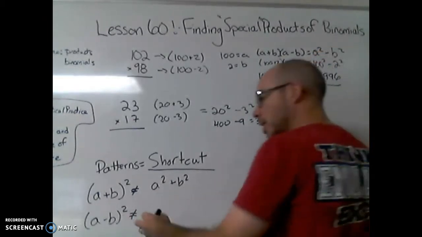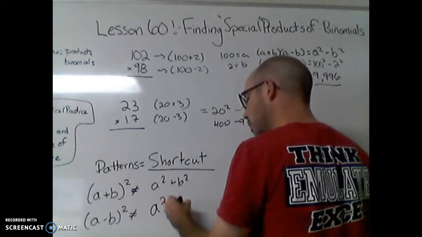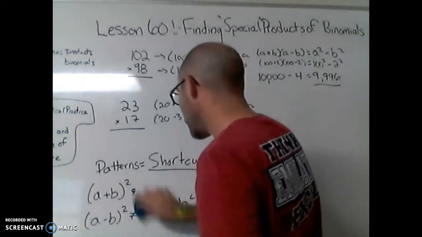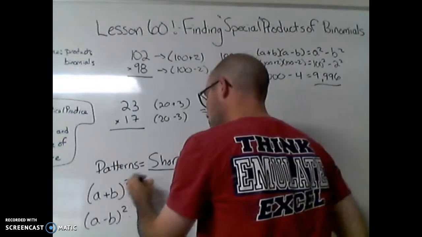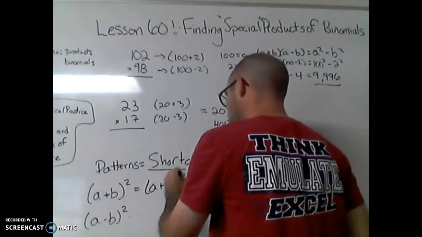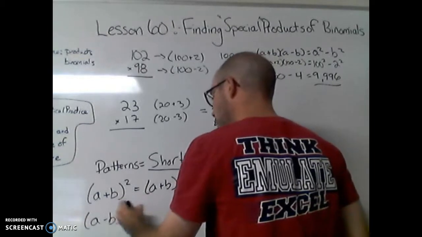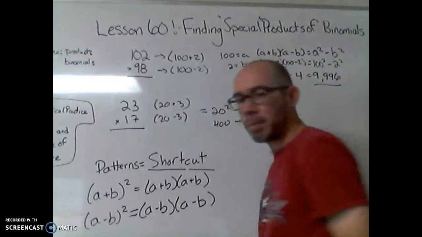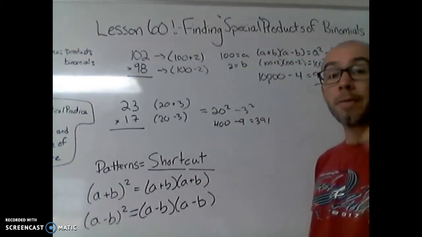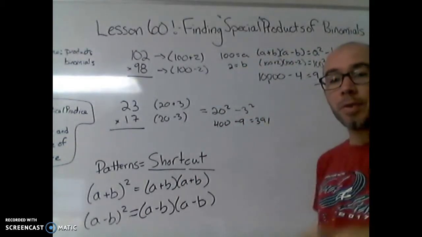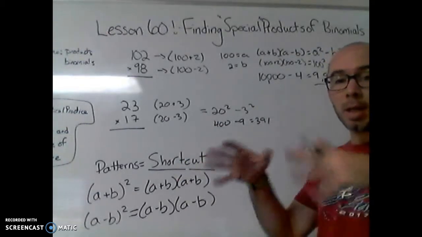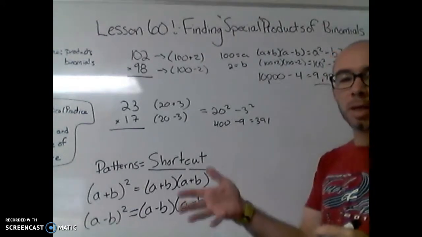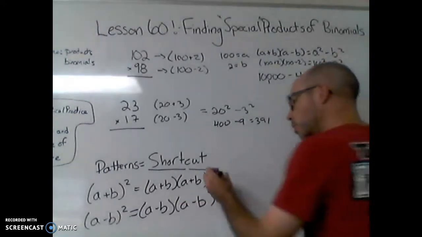Now, here's the other thing. They see (a minus b) squared and they might think, oh, that's a squared minus b squared, but that's not true either. What these things are equal to is (a plus b) times (a plus b) and (a minus b) times (a minus b). The FOIL method will give you 4 pieces that you have to combine, and the middle 2 pieces will go together. And what we'll see is that this generates a pattern, a generalization.